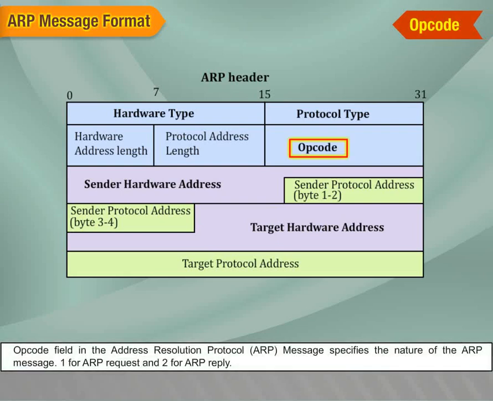Opcode. Opcode field in the Address Resolution Protocol ARP message specifies the nature of the ARP message. 1 for ARP request and 2 for ARP reply.